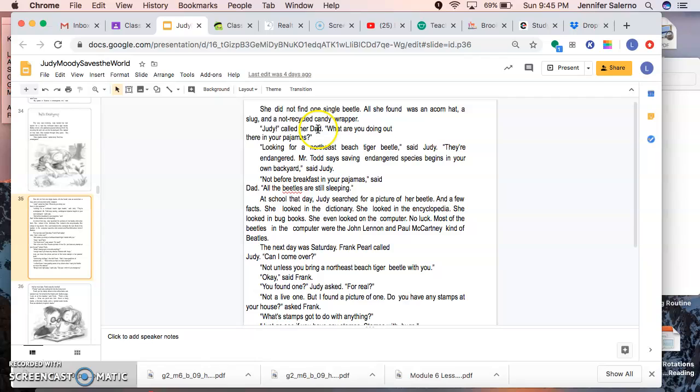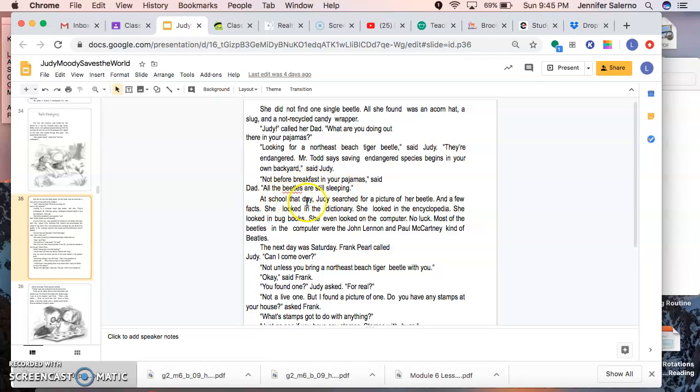"Judy," called her dad. "What are you doing out there in your pajamas?" "Looking for a Northeast beach tiger beetle," said Judy. "They're endangered. Mr. Todd says saving endangered species begins in your own backyard." "Not before breakfast in your pajamas," said Dad. "All the beetles are still sleeping."